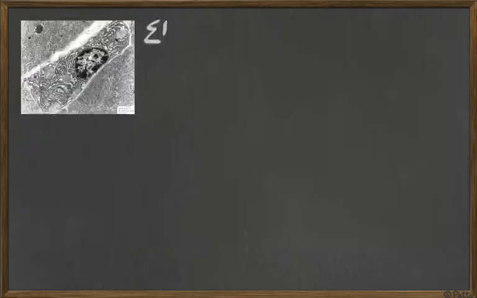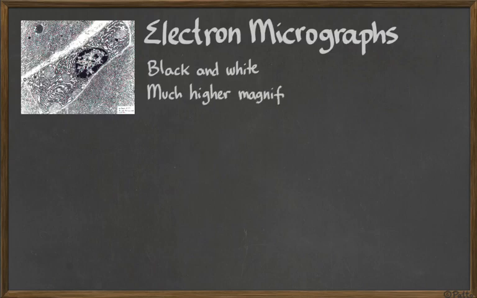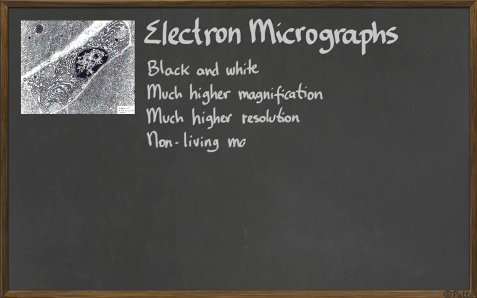We can see things much better. So this is the star of the show here now. Electron micrographs, unfortunately, can only make black and white images, but they have a much higher magnification. They also have a much higher resolution. Resolution is the capacity of telling two pieces of image apart. Basically, you know this by how many megapixels your camera has. So electron microscopes are amazing.